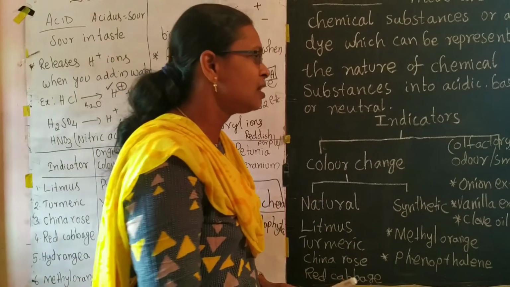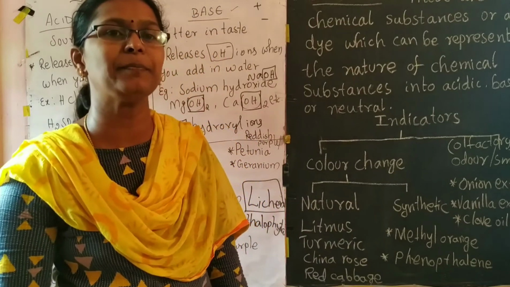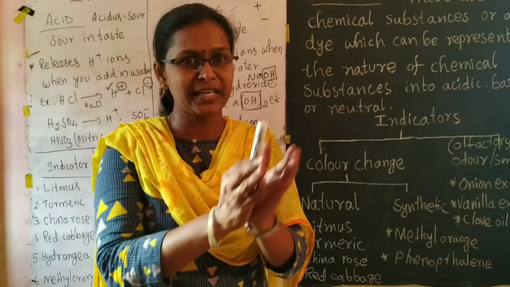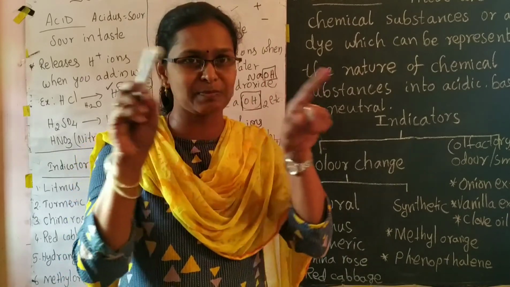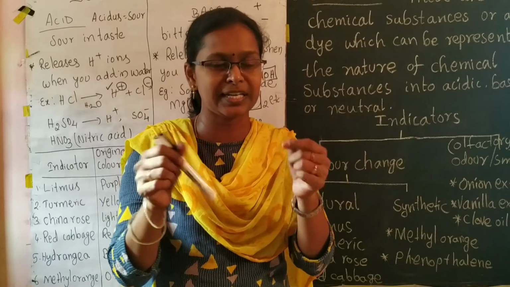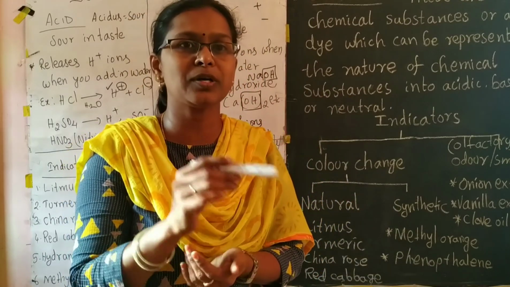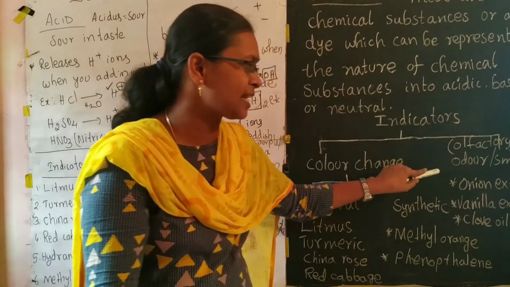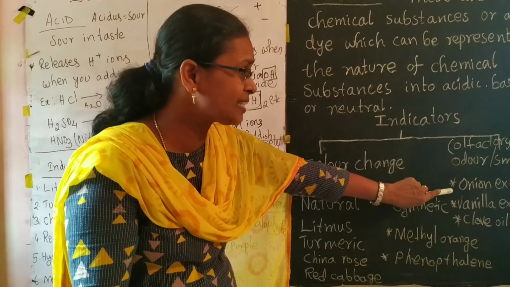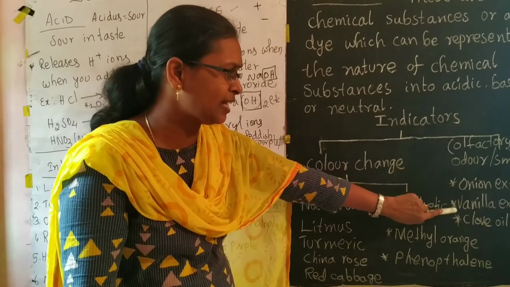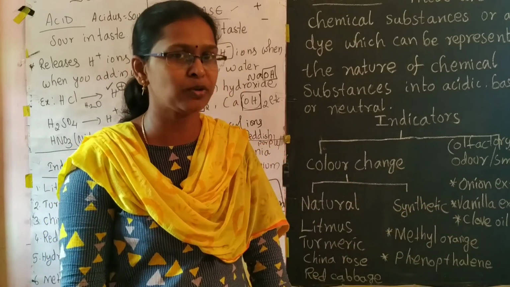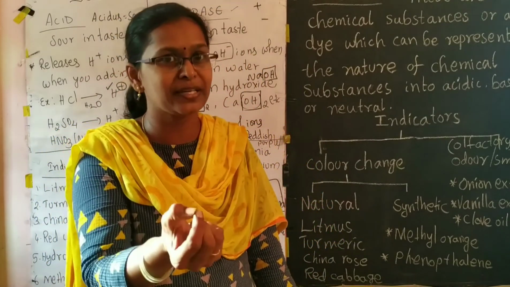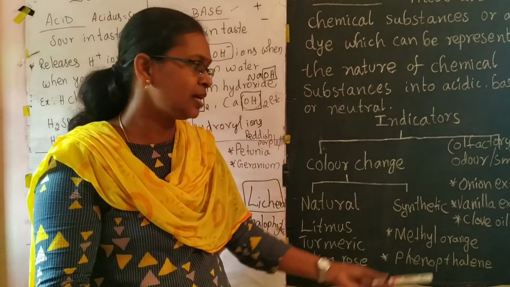Some indicators give a different smell when you observe them. For example, when your mother is cutting or frying onion in your house, what will happen? You feel the smell, right? The whole house feels it, and you even get tears in your eyes. That is because of the acidic substances present in the onion. So we take onion extract, vanilla extract, and even clove oil. You use cloves when you have a toothache, keeping them in your mouth at sleeping time.